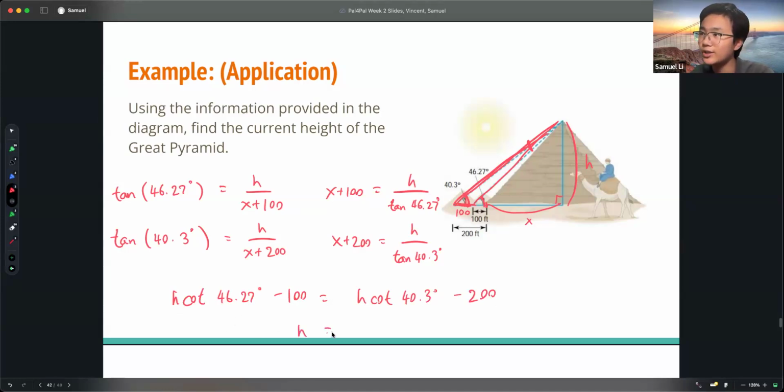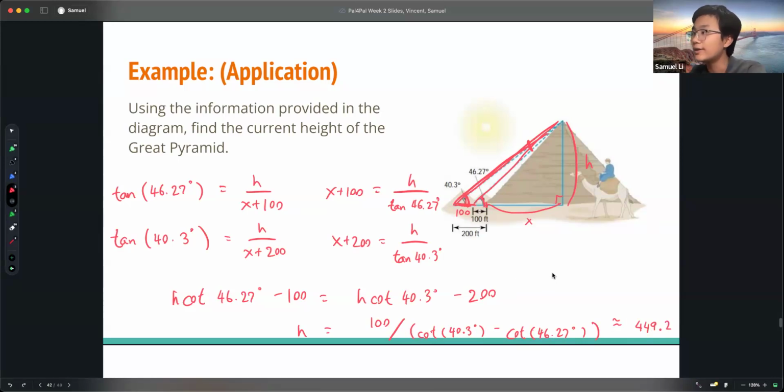You can solve for h using any standard way. It's equal to 100 over cotangent of 40.3 degrees minus cotangent of 46.27 degrees. This is approximately 449.2. So this would be one way to solve this question.